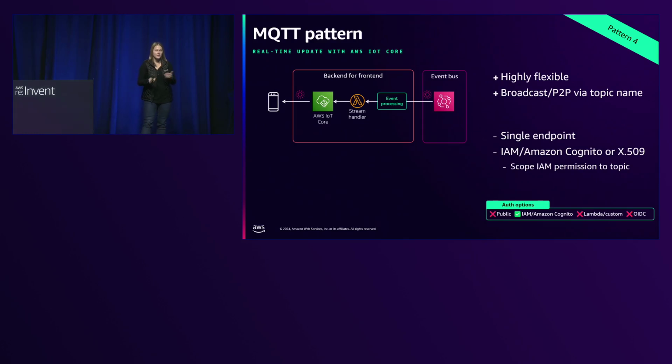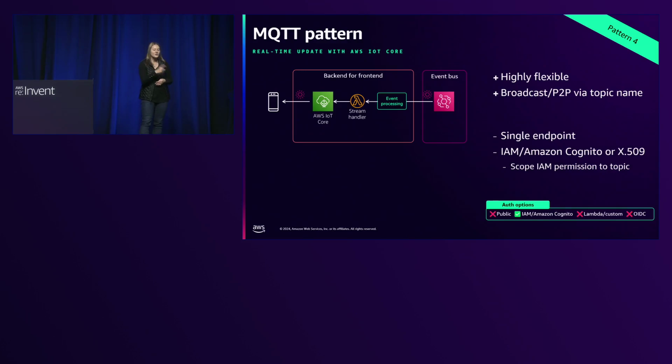Some of the trade-offs, though, in this approach are that it's actually only a single endpoint in your AWS account per region. So all the other patterns that we had talked about have their own endpoint depending on which API you're creating or however many APIs you're creating for your applications. But with IoT Core, you have a single endpoint per account per region. So that could potentially be a little bit of a trade-off when you're designing for multiple applications.